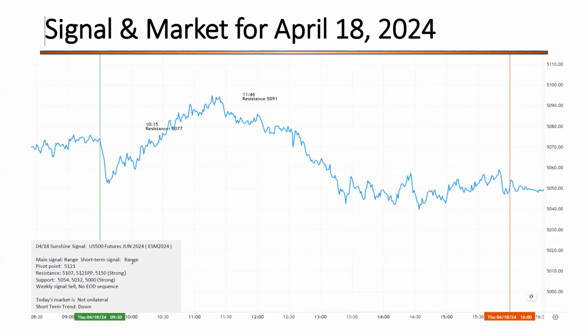Some people might take a long based on the upgrade, but because the short-term trend is down, and there seems to be pretty heavy selling momentum, it's probably best to look for trades on the short side rather than going long. But if you wanted to do a long, you can use the support levels here.